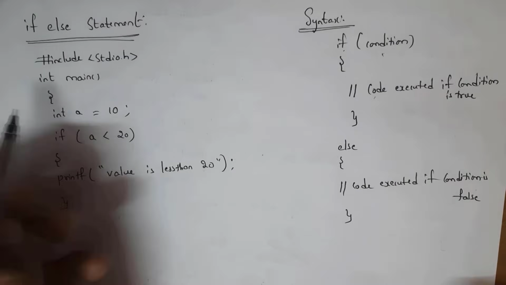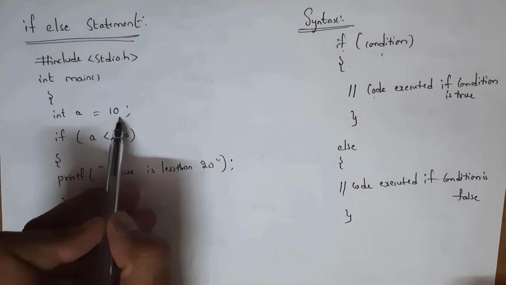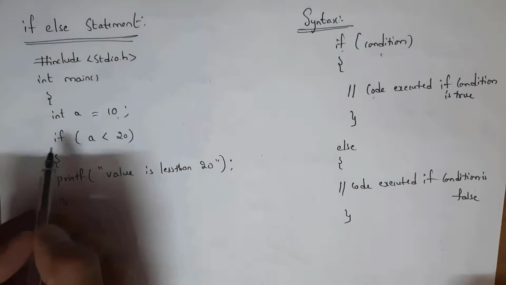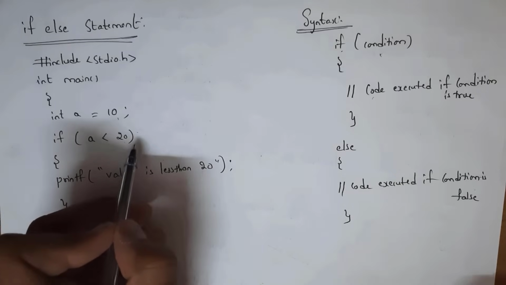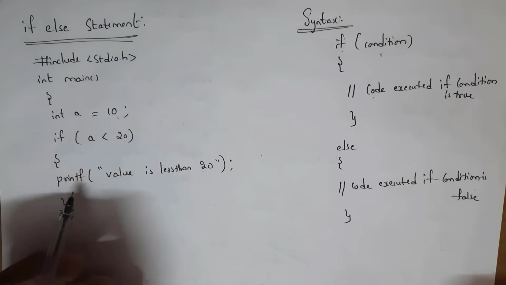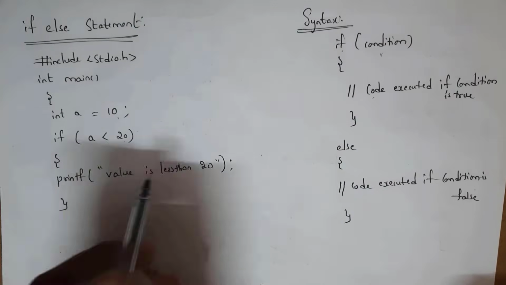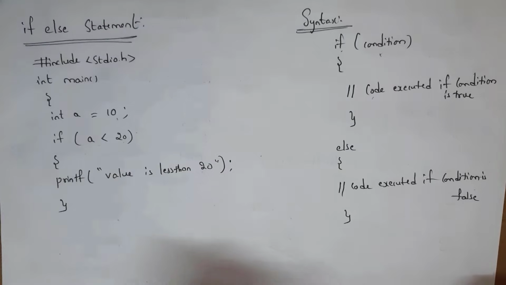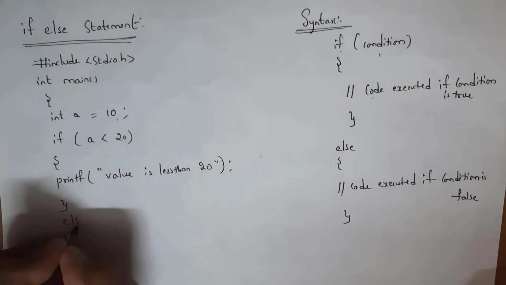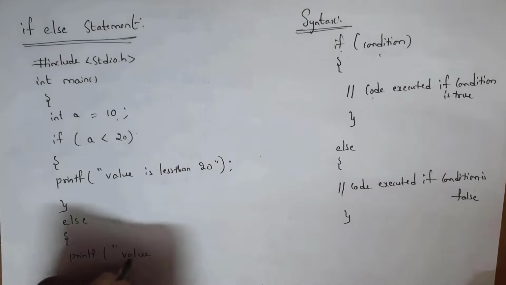This is the program. Here I wrote int a equal to 10. I gave the value of a as 10, and I am giving the condition, that is, if a value is less than 20. Guys, you need to write this a less than 20 in brackets, and you should never use a semicolon here. Open bracket. Here I am giving the statement printf value is less than 20. If this condition is satisfied, then the statement will be executed. Or if the condition is false, I am writing else printf value is greater than 20.